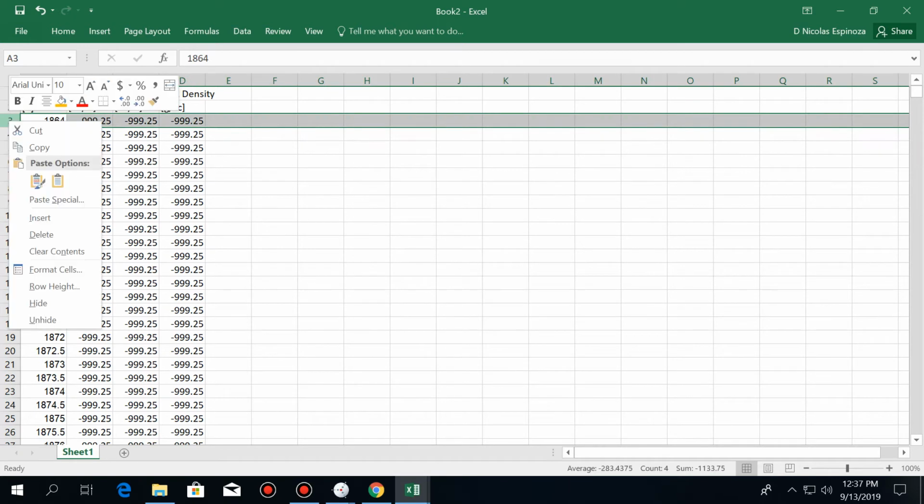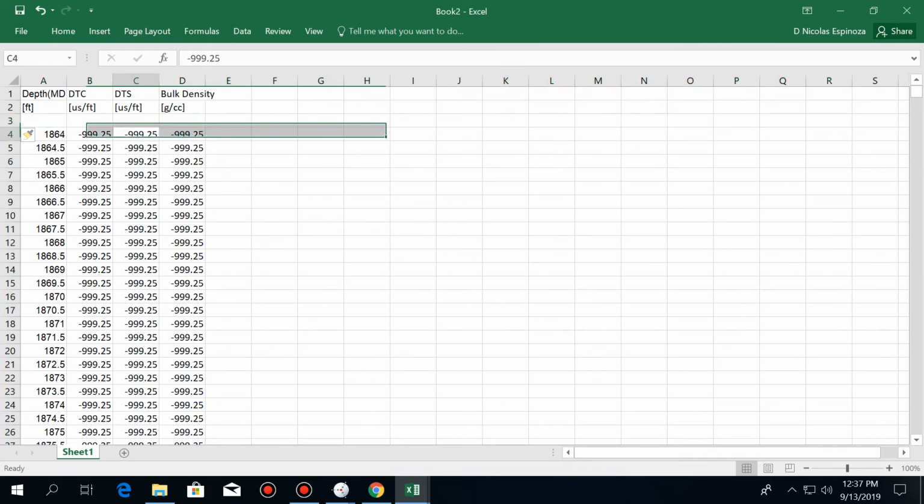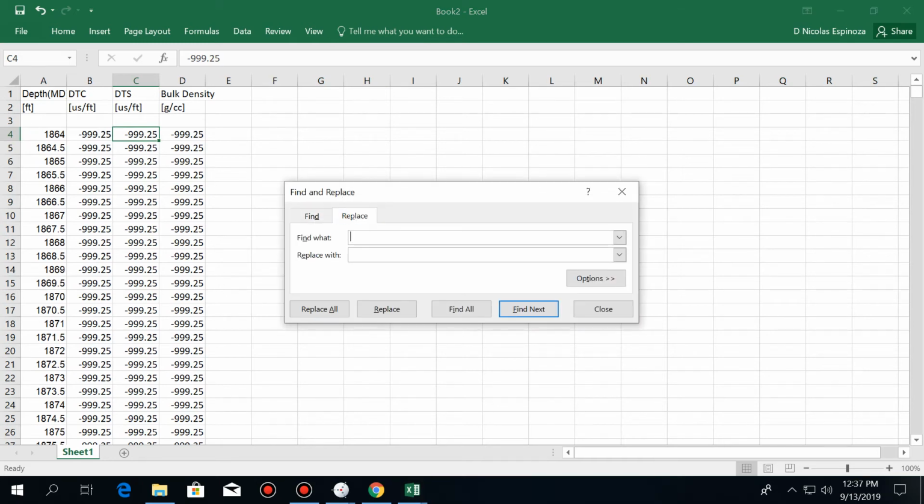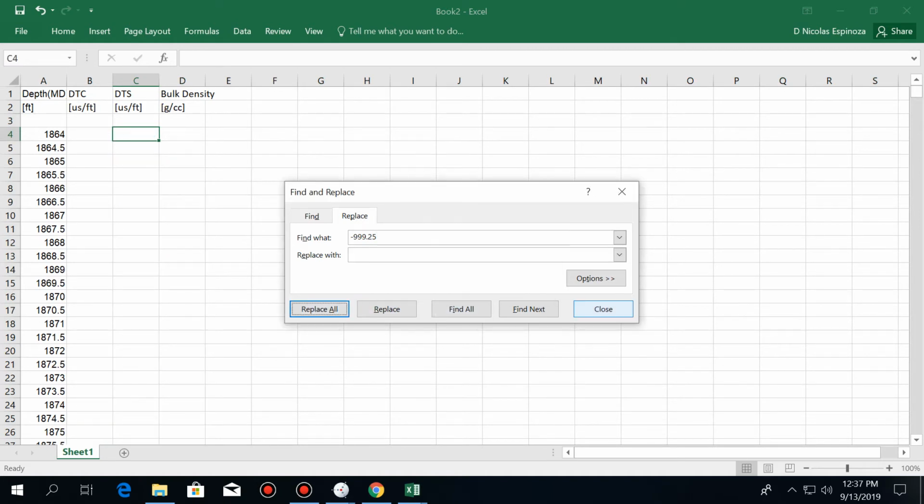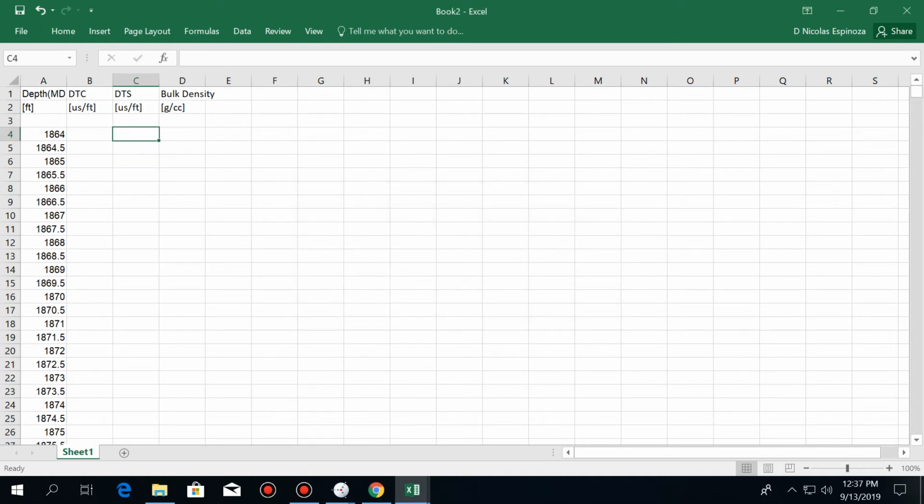The first thing I'm going to do here is get rid of all these odd values that actually mean no information, okay? So you go Control F. I'm going to do replace 99.25, and I'm going to replace with nothing. And replace all, okay? They disappear. So Control F and then replace, and then you look for what you don't want.